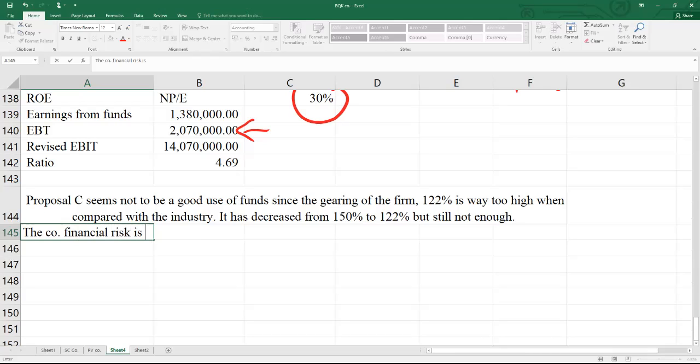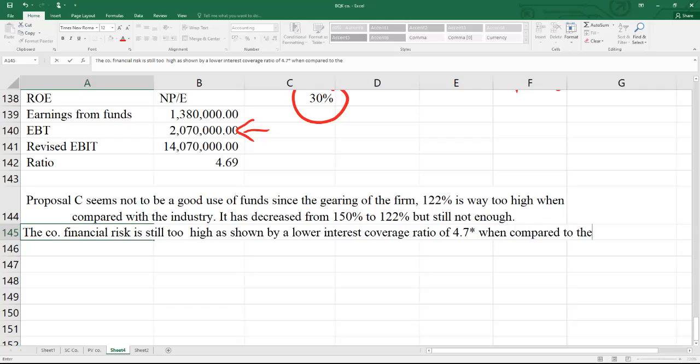Financial risk is still too high, as shown by a lower interest coverage ratio of 4.7 times, which is low compared to the industry average. It is an improvement, but not enough.